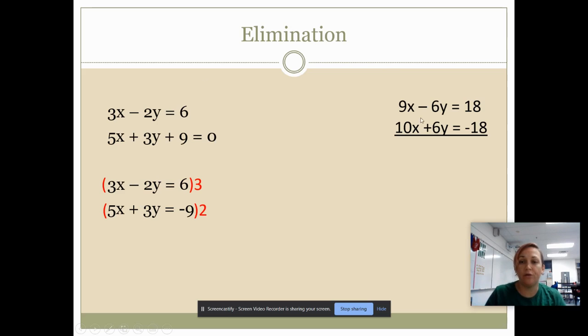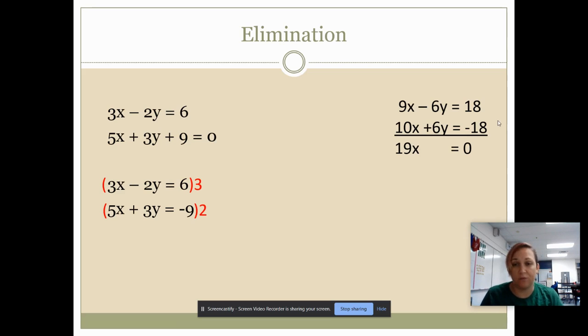All right, so I've got my new equations over here. The y's cancel, which is what I wanted to happen, and everything else we're just adding together. So 9 plus 10 is 19, and 18 plus a negative 18, or 18 minus 18, since it is negative, is 0. Now you do need to write the number 0 there. You can't just leave that side empty. You do need to write a number on that side, and the number is 0.